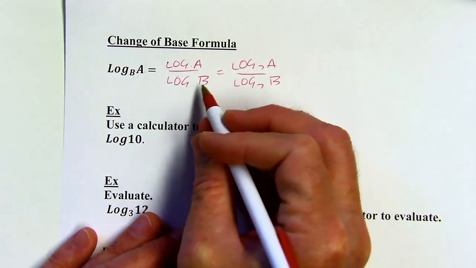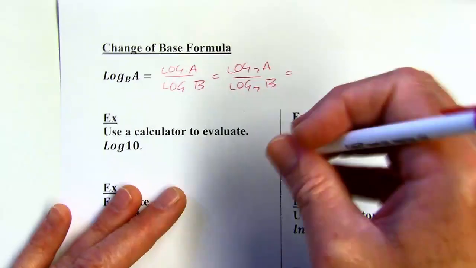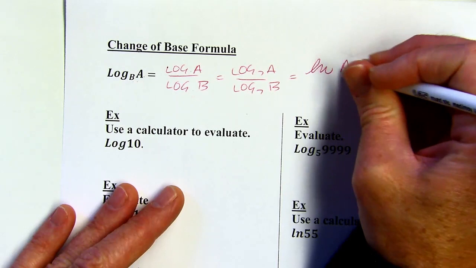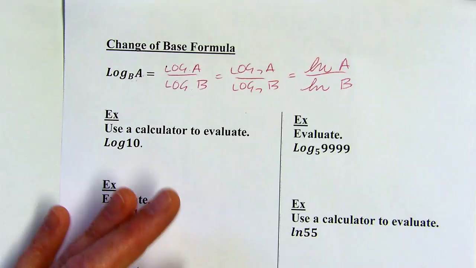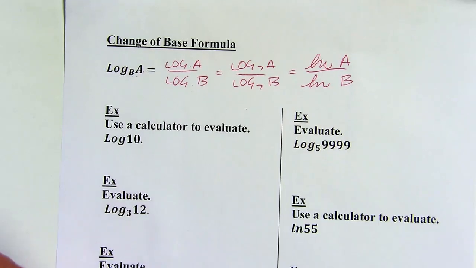It's just the common log is going to be the most handy one because it's programmed into our calculator. Another one that's programmed into the calculator is the natural log. So I could write natural log of, that's a cursive ln, of A over B. So that might be useful too. I don't know why you'd want to turn it into base 7, but you could do that. And you could do any base you want.